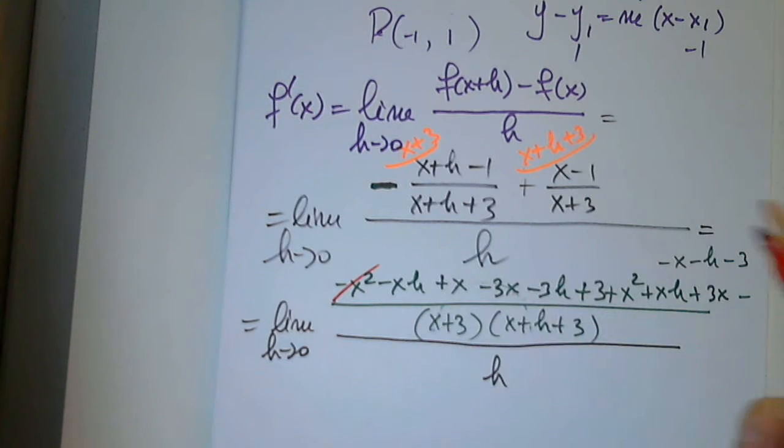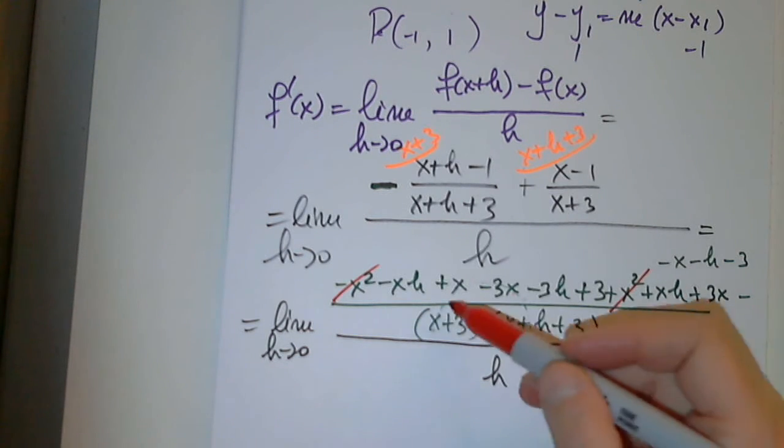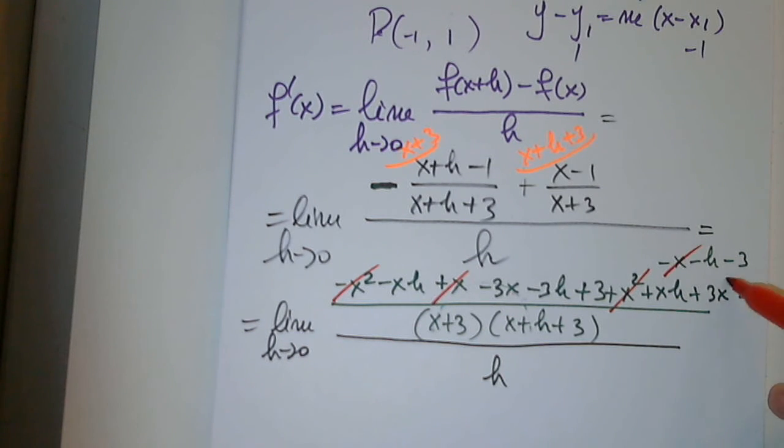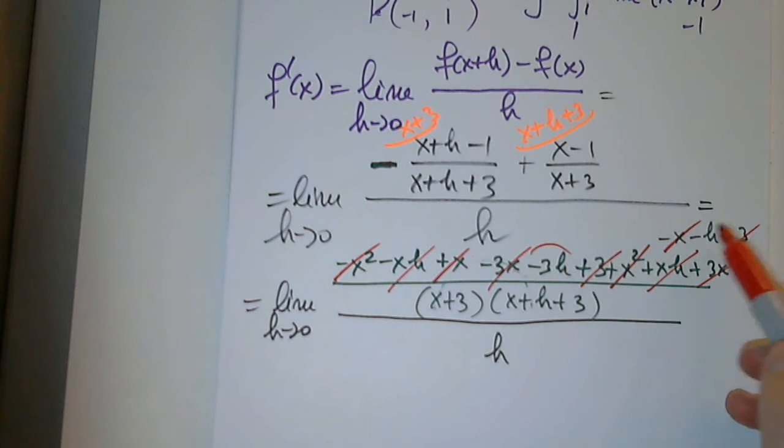So I see the negative x squared with a positive x squared. I see a positive x with a negative x. I see negative 3 with positive 3. Here's a bonus, xh, negative xh. Here's another one, positive 3x with negative 3x. And the top is basically stripped down to negative 4h. There is nothing else.